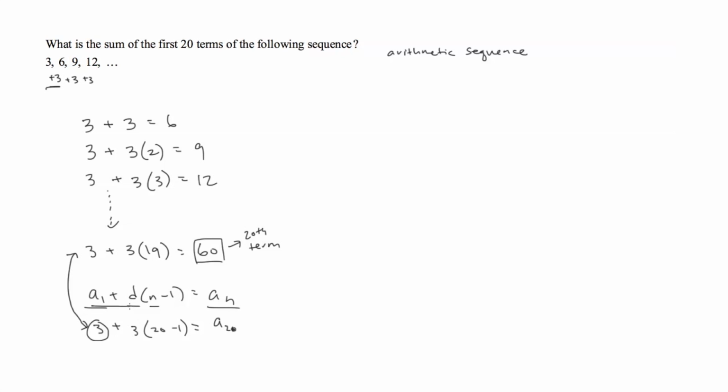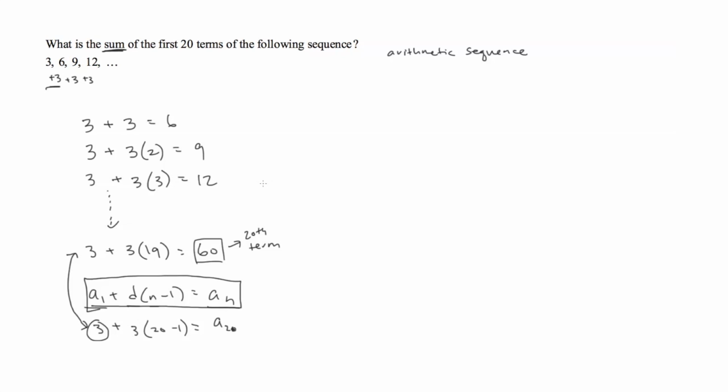So make sure you memorize this equation. It just makes everything more simple if you do. But so far we've only figured out what the 20th term of the sequence is. The question is asking us to find the sum of all of those 20 terms.